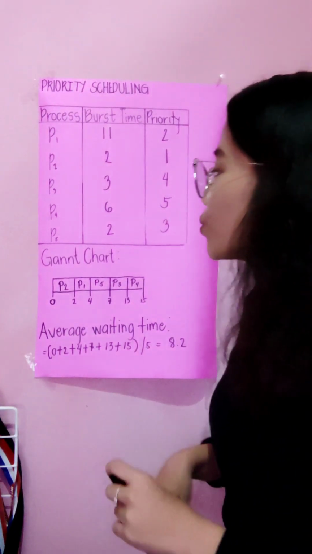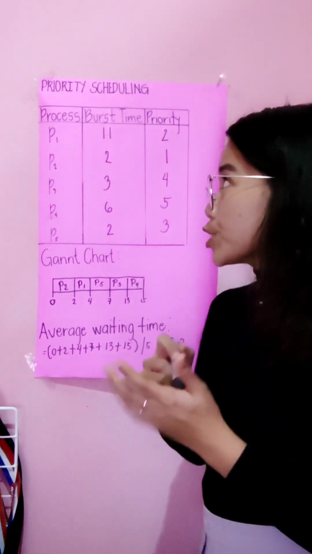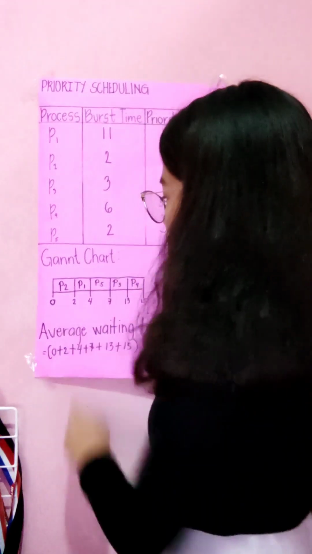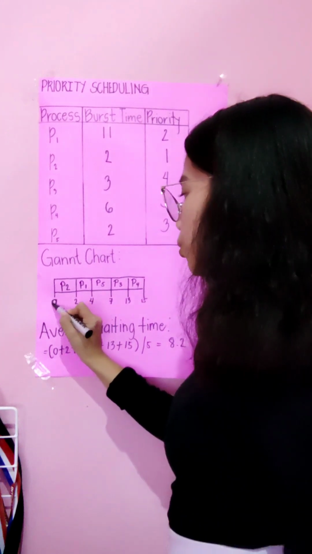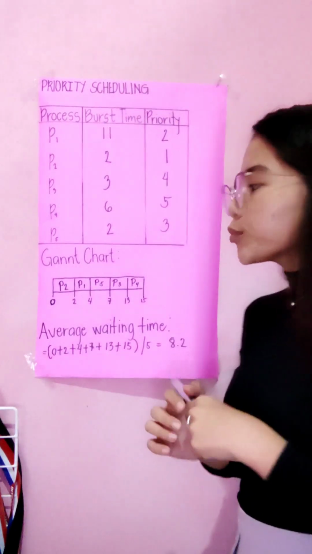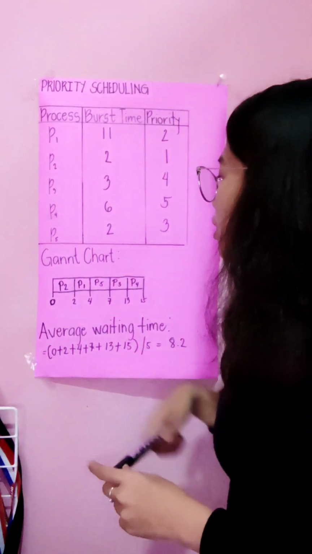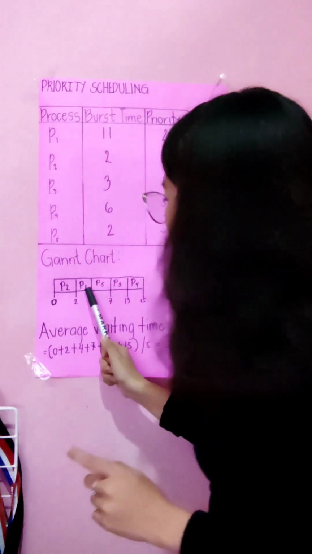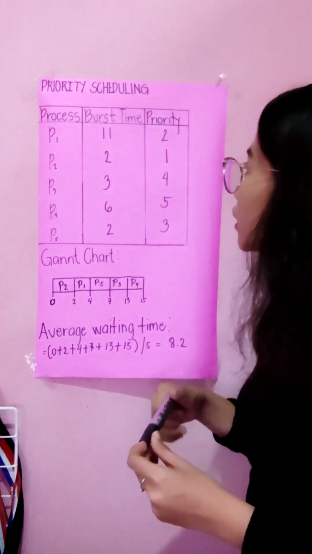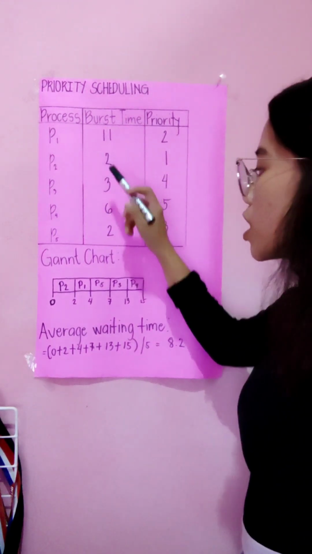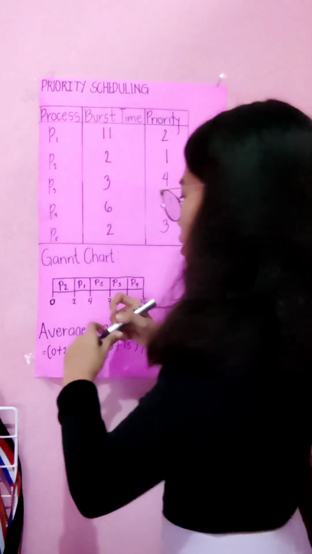Since the P2 is the first process or first job, there's no need for waiting time. So I put it here as 0 waiting time. Since the P1 has a waiting time of 2 milliseconds, I put it here.